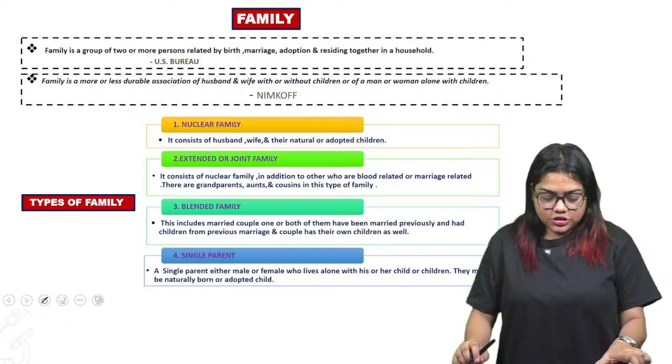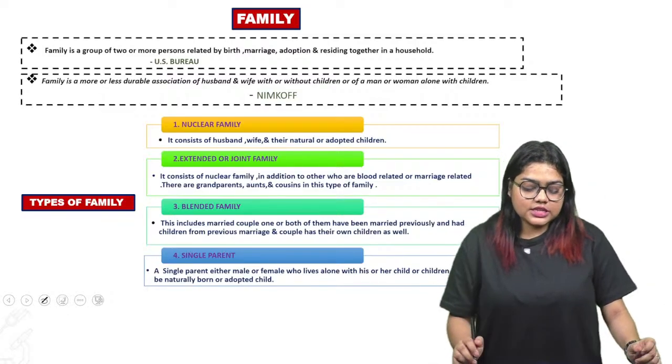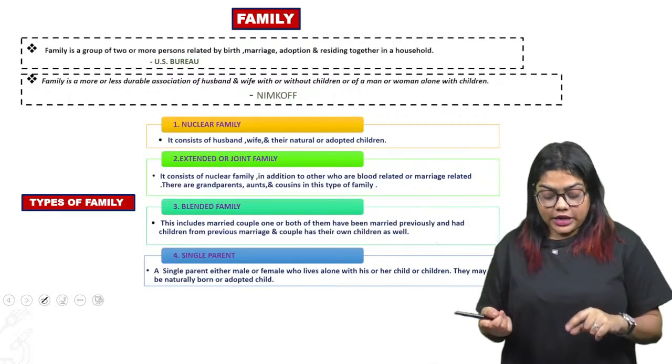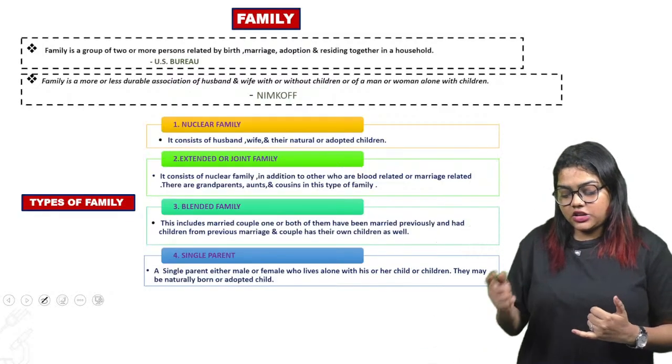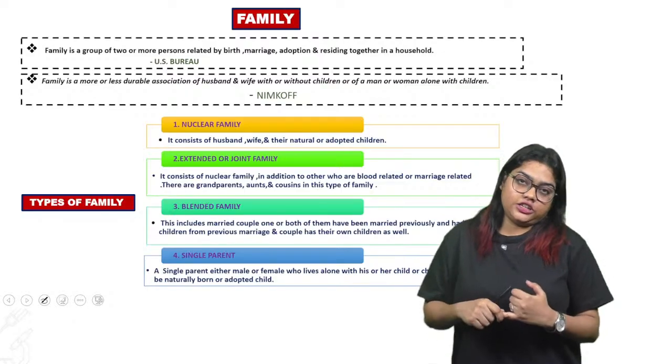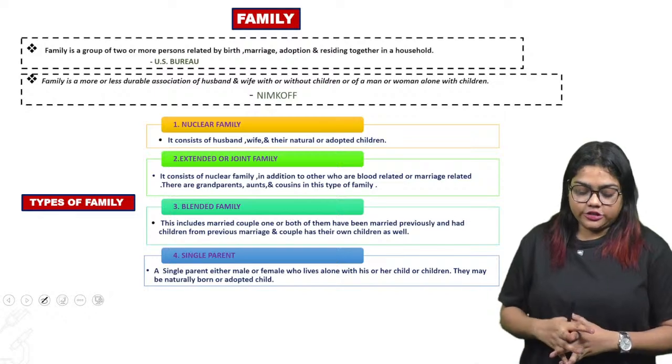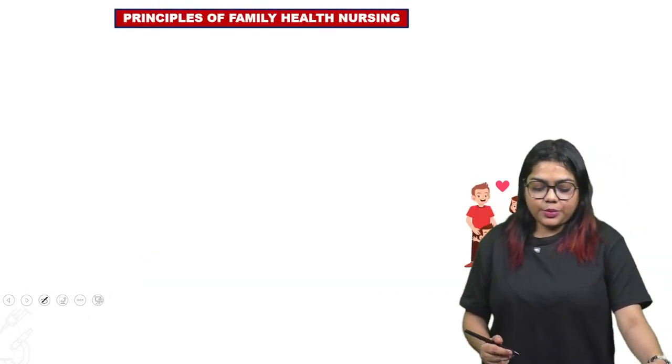Now come to the fourth one, which is the single parent. Now who is a single parent? A single parent is either male or female who lives alone with his or her child or children. They may be naturally born or can be adopted children. So these are the types of family.